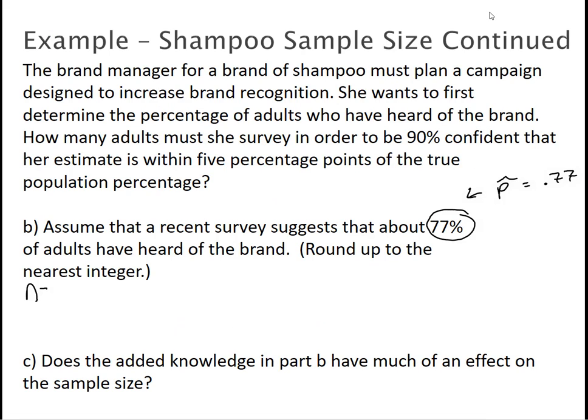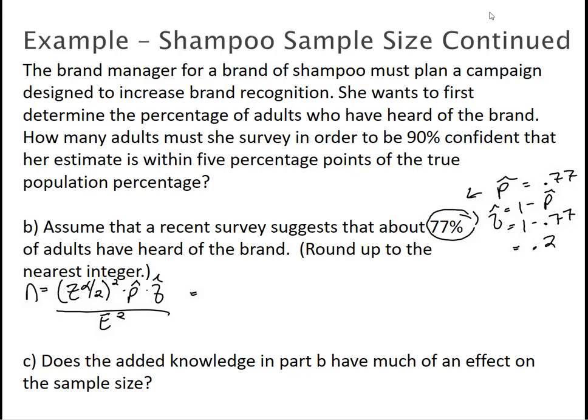Okay, so n is z alpha over 2 squared times p hat times q hat and then divided by e squared. Okay, so I know z alpha over 2 from the previous problem. I know e from the previous problem. This problem for part B gives me my new p hat. So I need q hat. So if I'm given p hat, q hat is going to be 1 minus p hat. So that's 1 minus 0.77, or 0.23.